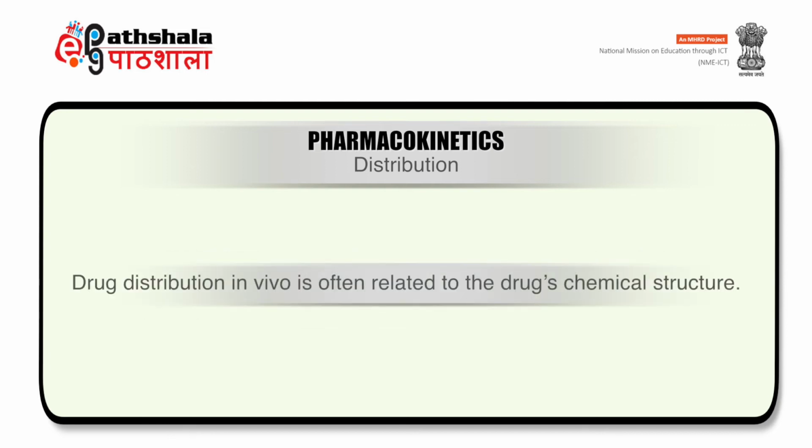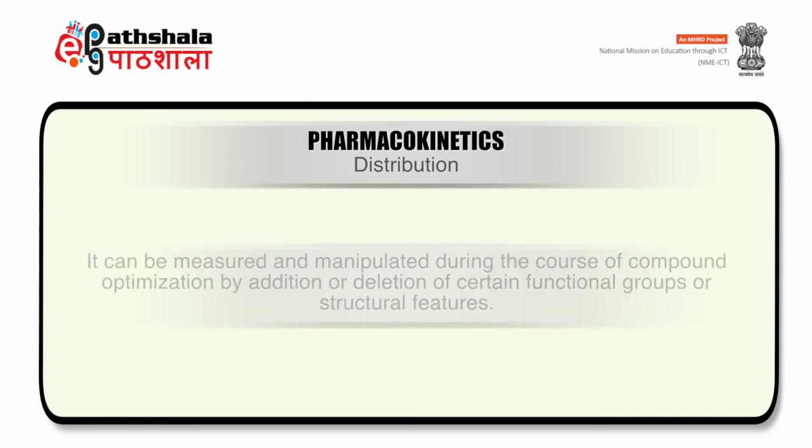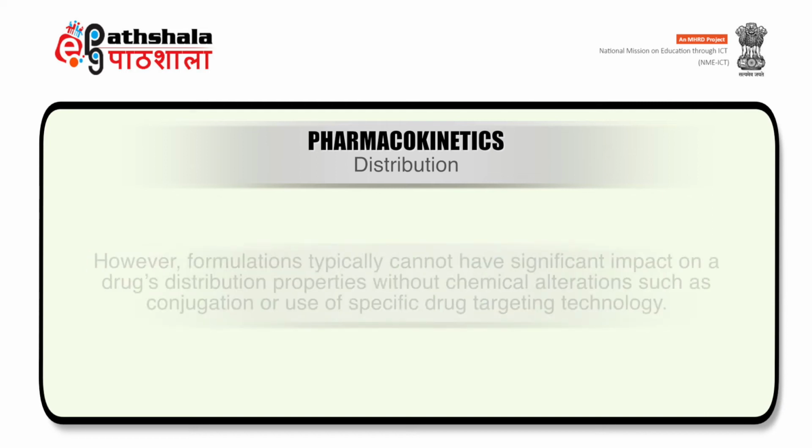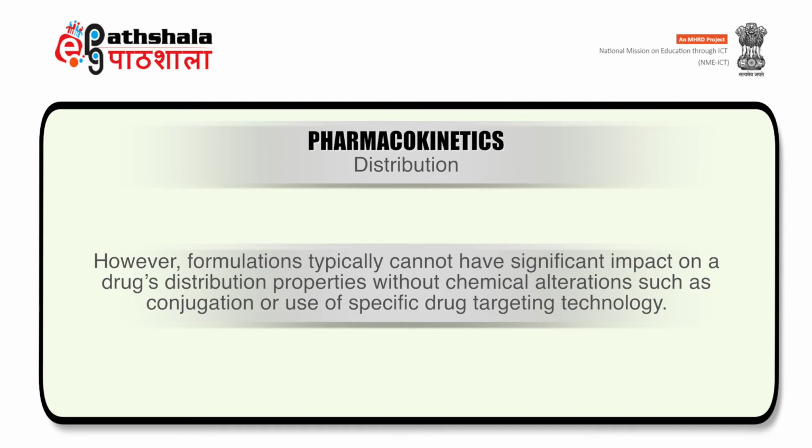Drug distribution in vivo is often related to the drug's chemical structure. It can be measured and manipulated during the course of compound optimization by addition or deletion of certain functional groups or structural features. However, formulations typically cannot have significant impact on a drug's distribution properties without chemical alterations such as conjugation or use of specific drug targeting technology.